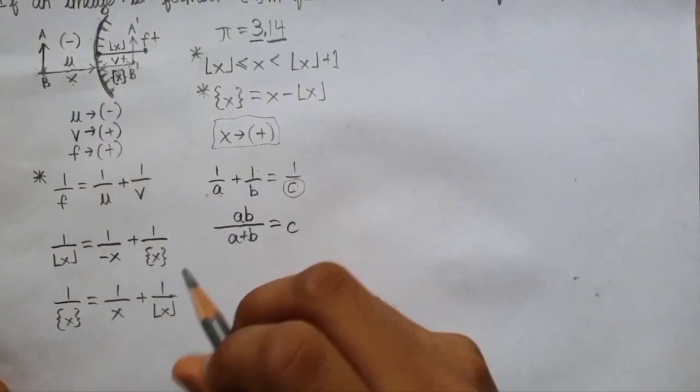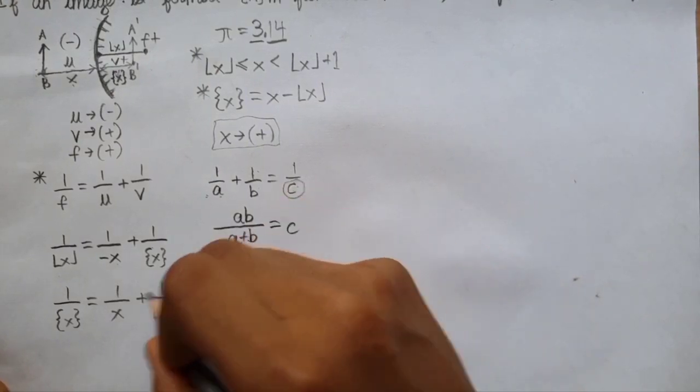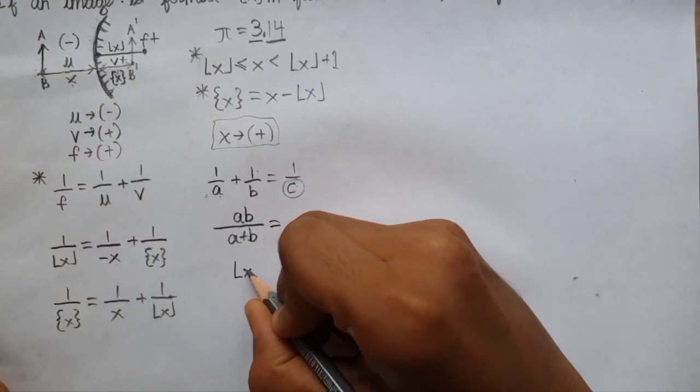Now we have a as x and b as floor of x. We'll write it as floor of x and x. It'll make it much easier. We'll see how.